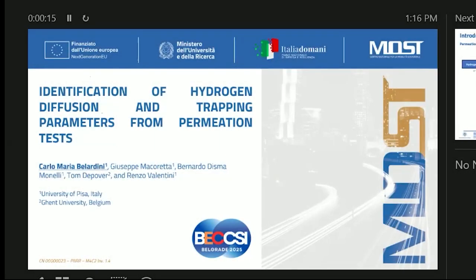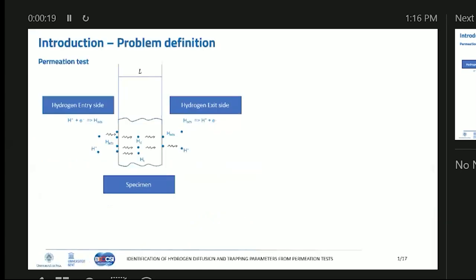As the title says, I'm talking mostly about permeation. So let's first spend 1 second saying what permeation testing is. We have some hydrogen creation environment on one side. We have our specimen, which we are studying in the middle, and then we have diffusion going through. And then on the other side, we have some kind of measuring device.